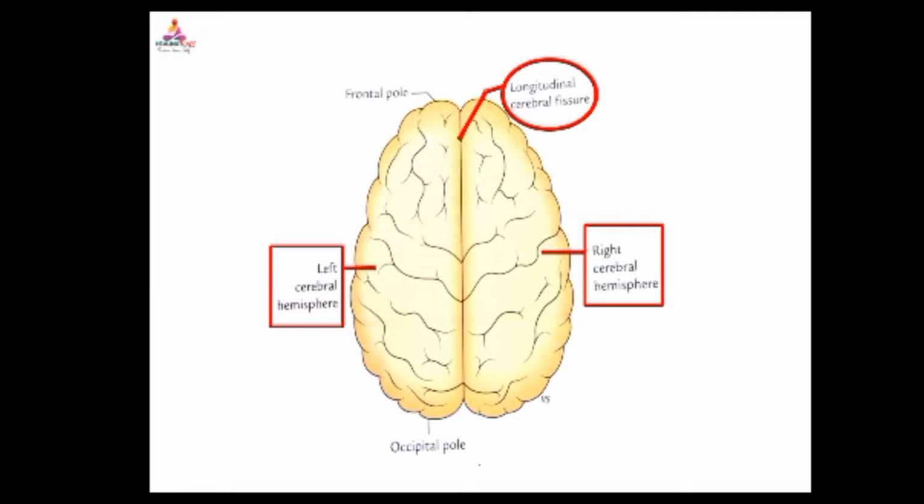A deep median cleft, the longitudinal cerebral fissure, incompletely separates the two cerebral hemispheres. Both in front and behind, the cleft is complete, but in the central part the cleft extends downwards up to the corpus callosum, which is a large mass of white fibers joining the two cerebral hemispheres across the median plane.